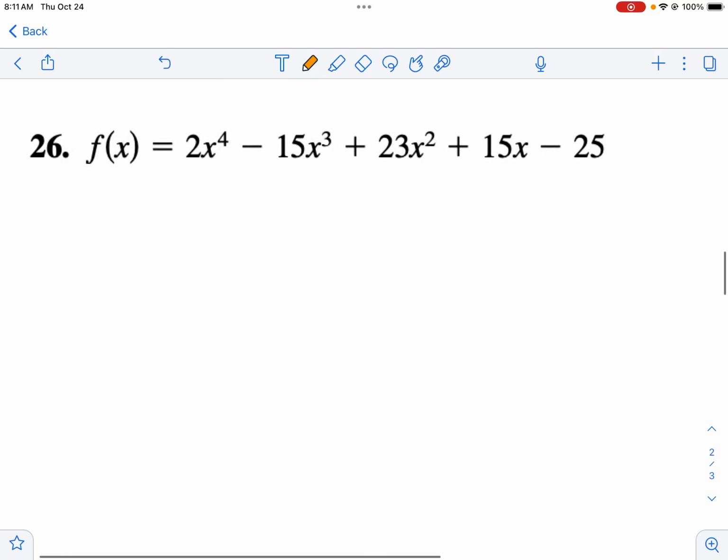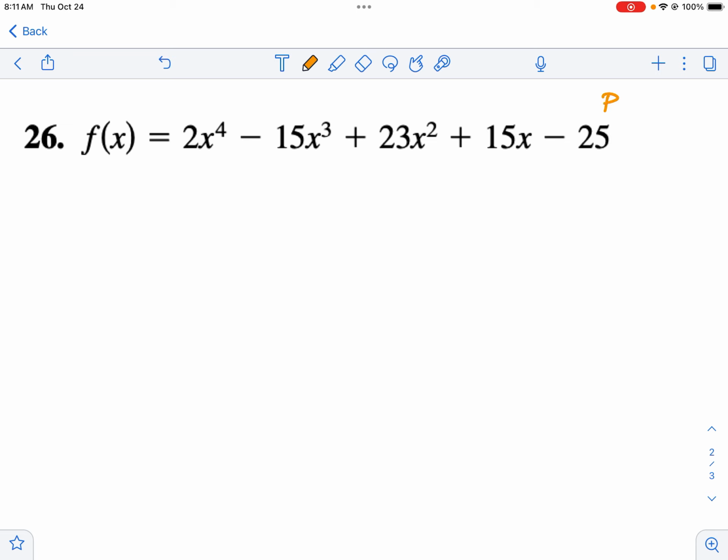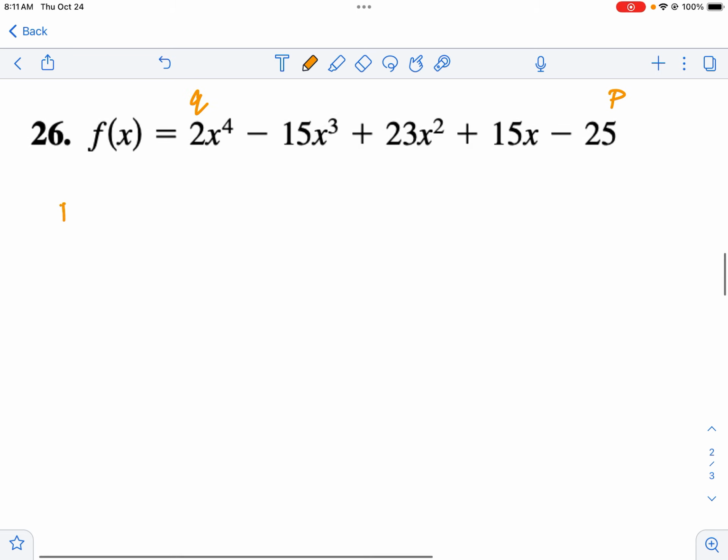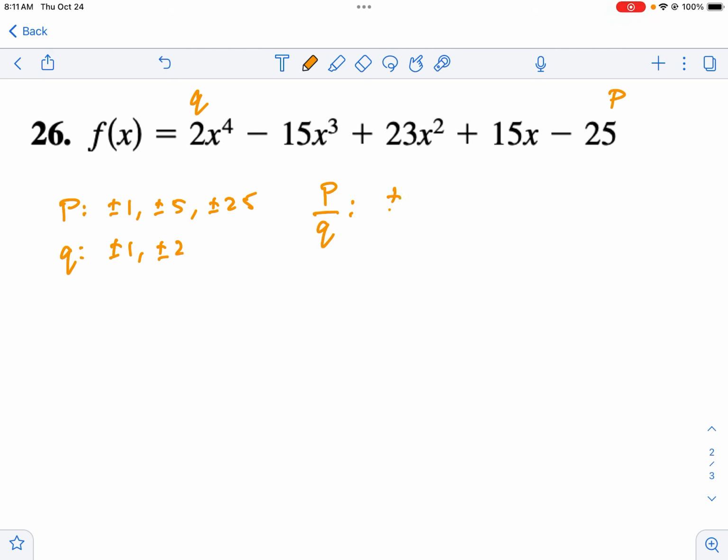Let's do another one real quick. Again, this is your P, this is your Q. If my P is 25, then I have a 1, a 5, and a 25. Those are all the numbers that can multiply to be 25. Q is 2, so I have plus minus 1, plus minus 2. And then my P over Q is plus minus 1, plus minus 2, plus minus 5, plus minus 5 over 2, plus minus 25, and plus minus 25 over 2.